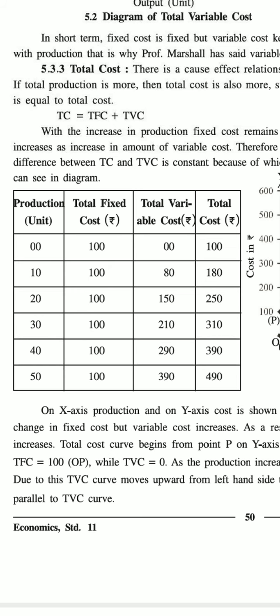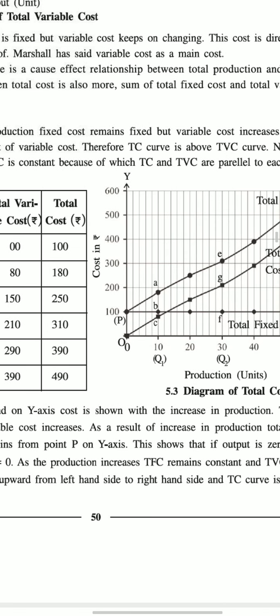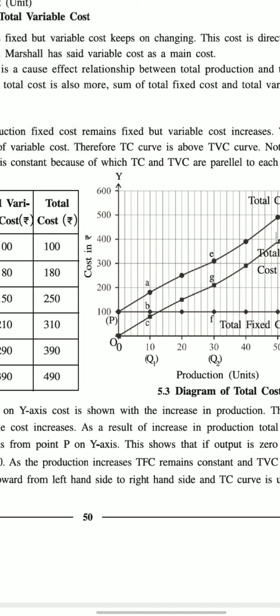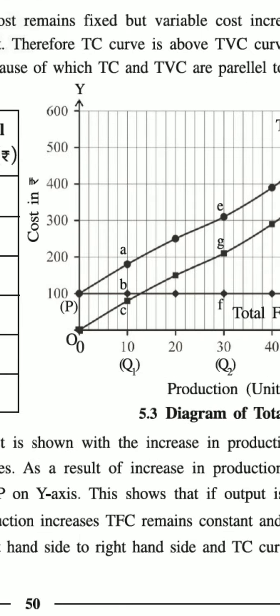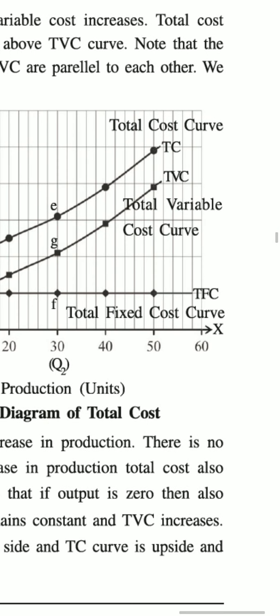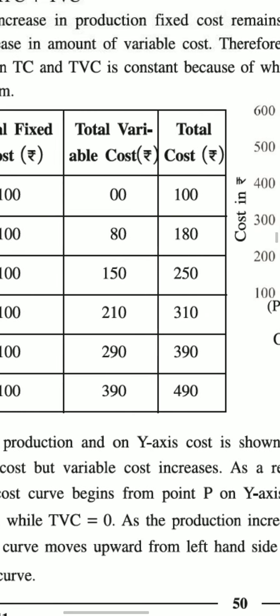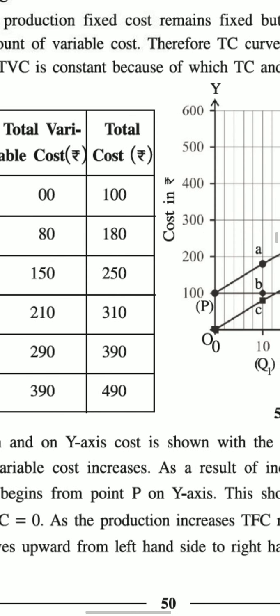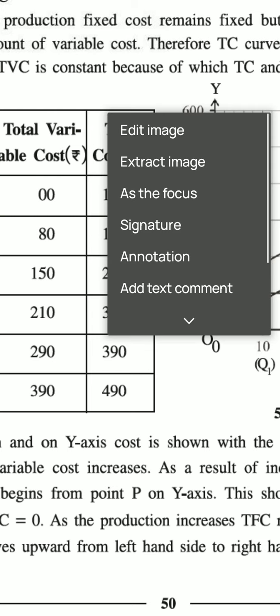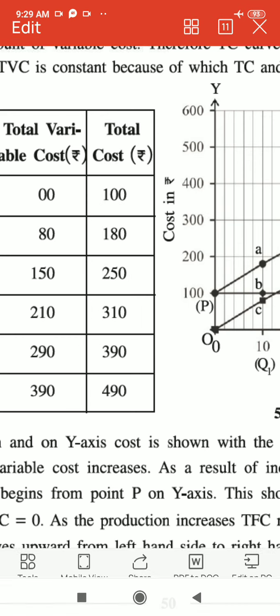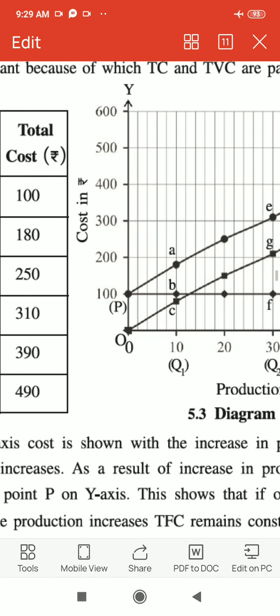Now if you can correlate both of them, production starts from 0 till 50, the total fixed cost remains same as 100. So for marking the total fixed cost, you can see OP. OP shows the total fixed cost over here because the fixed cost is parallel to the x-axis as it remains 100. Moving on, when I want to show the total variable cost, it will start from the point O because you can see the 0 over there. The next points are 80, 150, 210, 290 and 390.